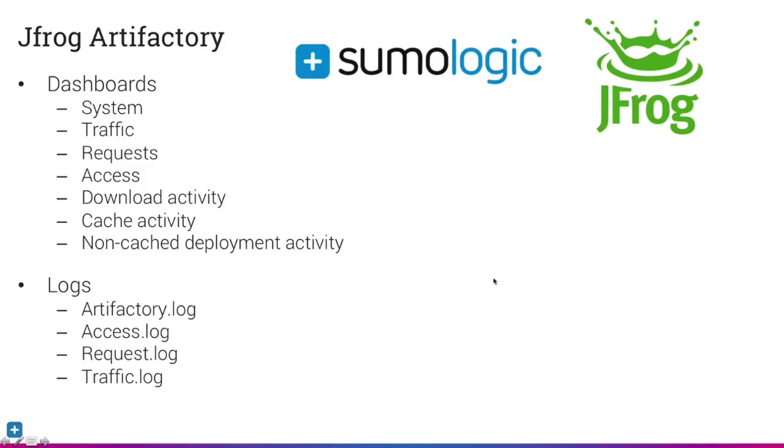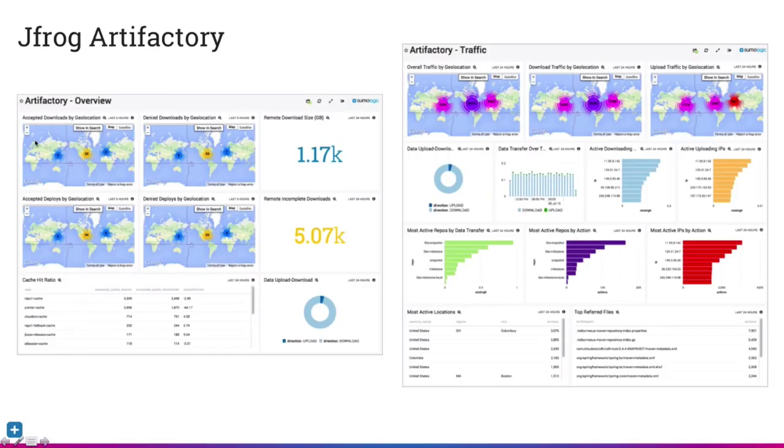So here on the left, we have the Artifactory overview. So this is a quick overview of the collection, and it shows you here that on the left, it shows the accepted and denied downloads and deploys by geolocation. So here you see the maps. And also contains a table showing cache hit ratios and information about data upload download sizes and which downloads are incomplete. So here we have download sizes, incomplete downloads, and the cache hit ratio.